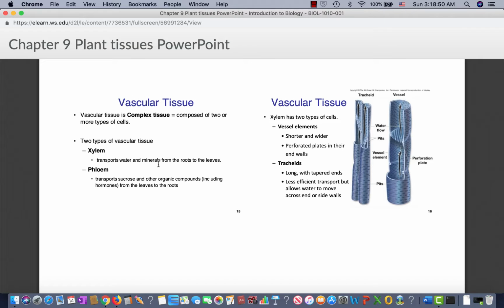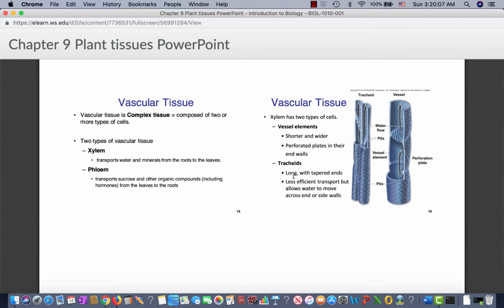So basically, water and minerals from the ground go up through the xylem, and then everything else goes down from the leaves to the rest of the plant through the phloem. There's two types of cells in the xylem. You've got the vessel elements, which are shorter and wider, and they have perforated plates in their end walls. Because these plates are perforated, you can have things moving rather efficiently from one cell to the next.